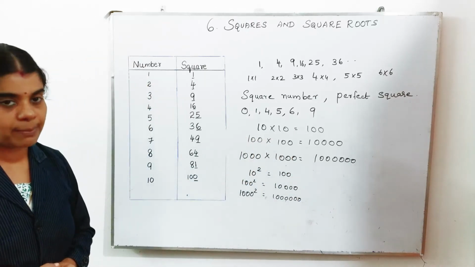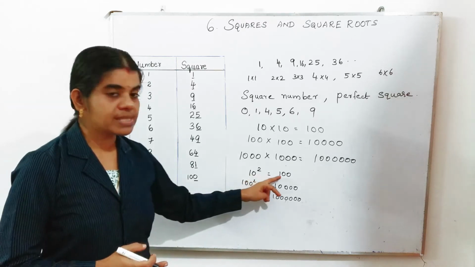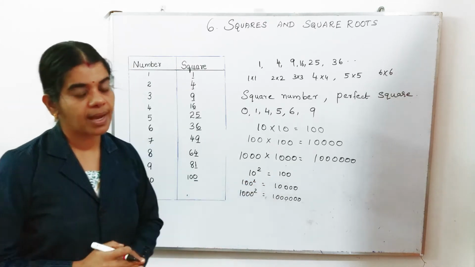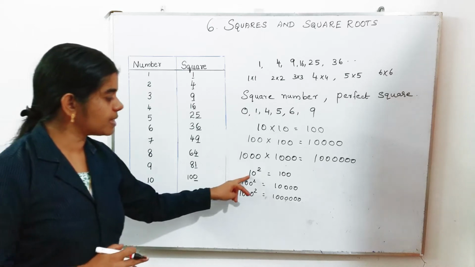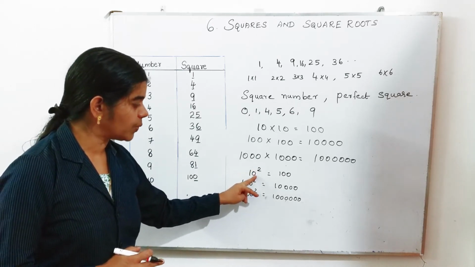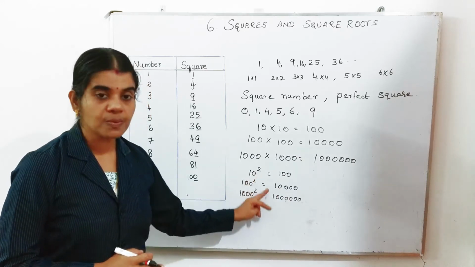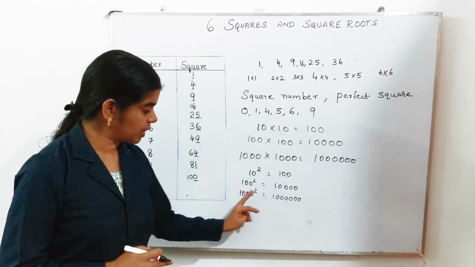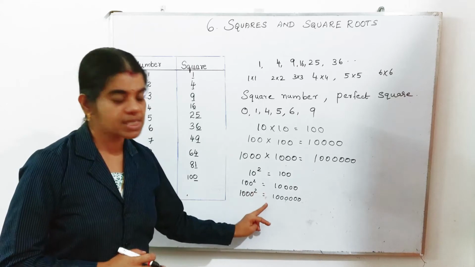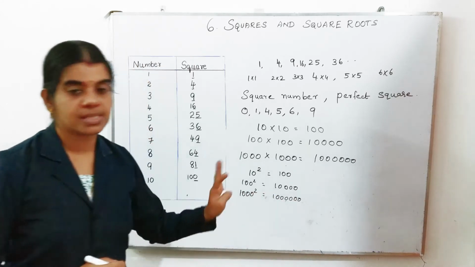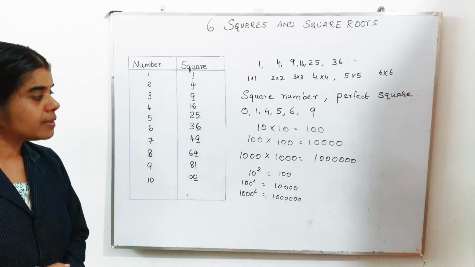Then no need of multiplying. 10 square means 100, that is 10 into 10 means 100. If the number has only 1 zero, its square will have 2 zeros. If the number has 2 zeros, its square will have 4 zeros. If the number has 3 zeros, its square will have 6 zeros. Like that it is going on.